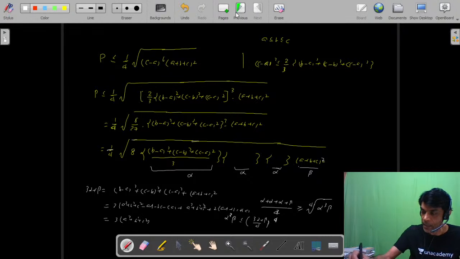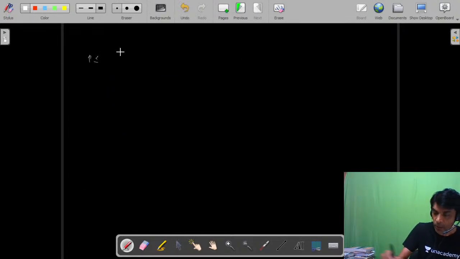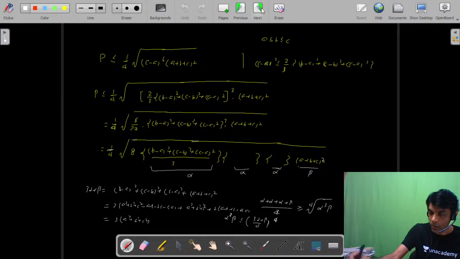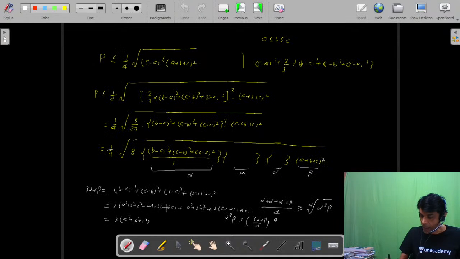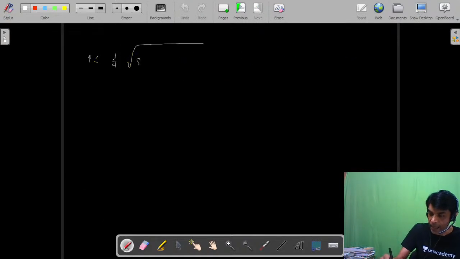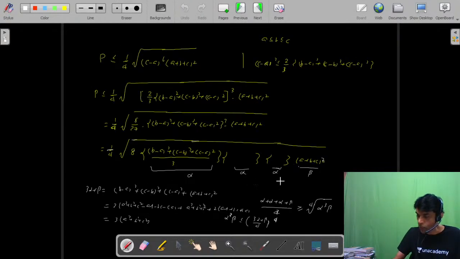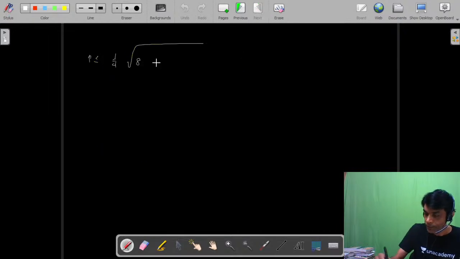So I can write, next page, P less than or equal to, and this 1/4 I'll copy. So this 1/4 is copied, and the square root of, this is square root still, and you have got 8. So let's write 8 here, and you have got alpha cubed beta, beta is whole (a plus b plus c) squared, that is 3 alpha plus beta, that is this much. So that is 3/4 and this one to the power 4. So I'll get 3/4 (a squared plus b squared plus c squared) to the power 4.